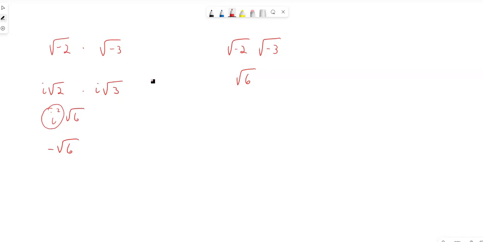So when we go back to our problem that we were going to simplify, we're going to end up with a 2 plus the square root of negative 2 times 6 plus the square root of negative 3.